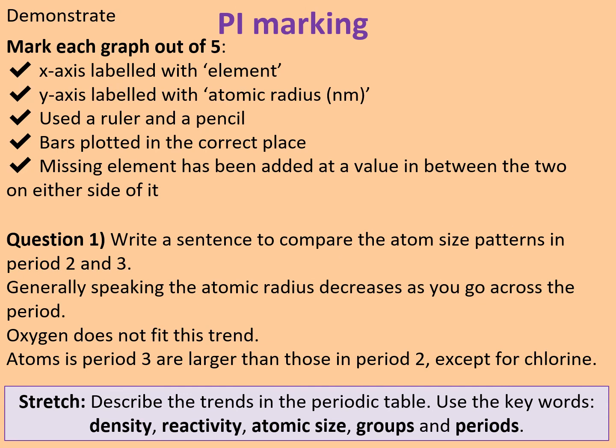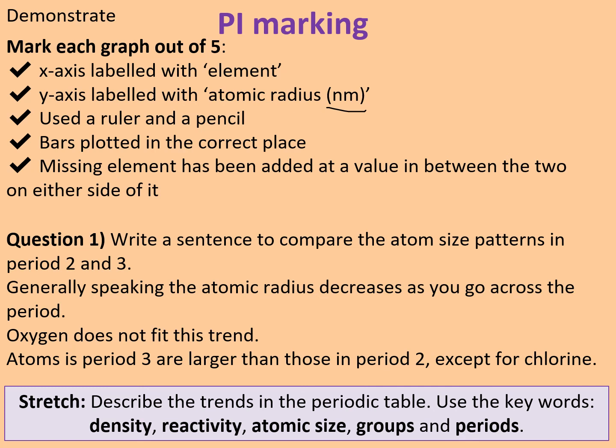So for each graph, can you give yourself a mark out of 5? If your x-axis is labeled with elements, that's 1 mark. Y-axis, so going up, is labeled with atomic radius in nanometers. So we've got our units here as well. If you've used a ruler and a pencil, you get a mark. Easy one. Bars plotted in the correct place. Missing element has been added at a value between the two on either side of it. So it doesn't need to be precise, but it needs to be somewhere between the one to the left and the one to the right.